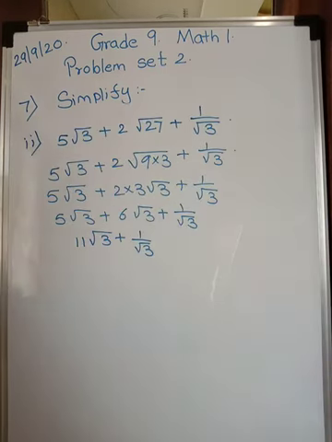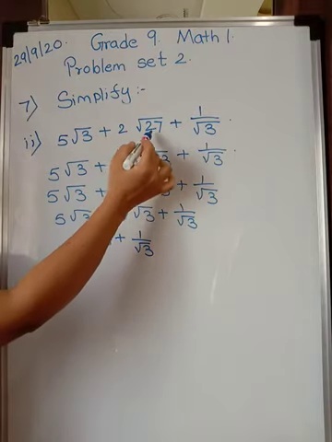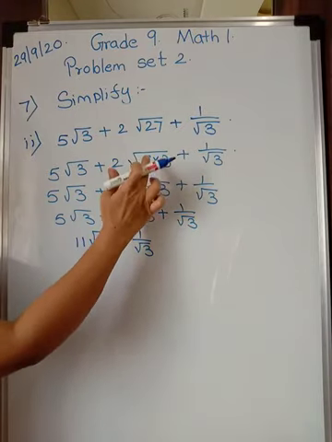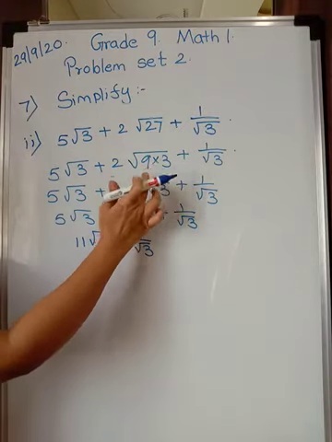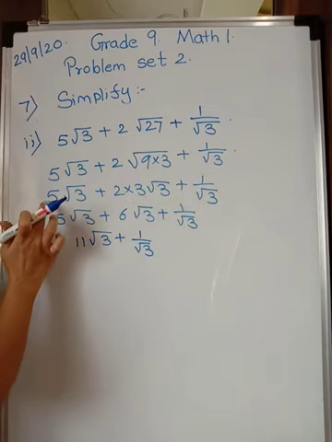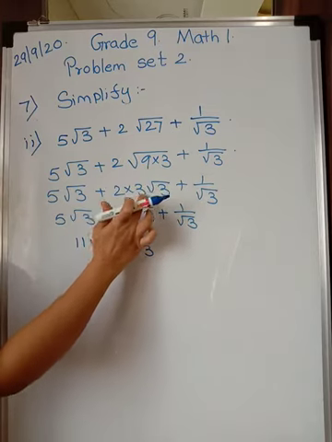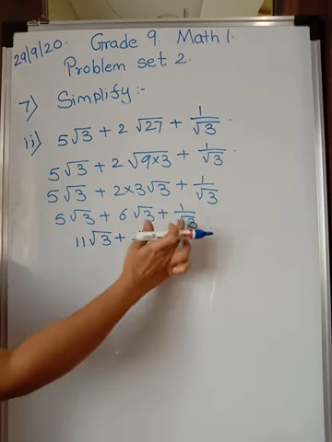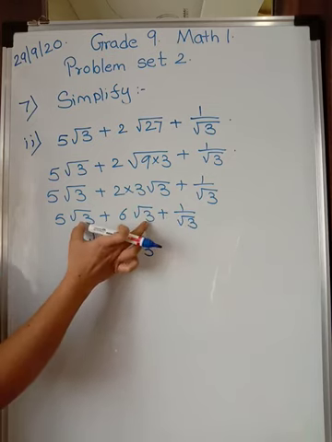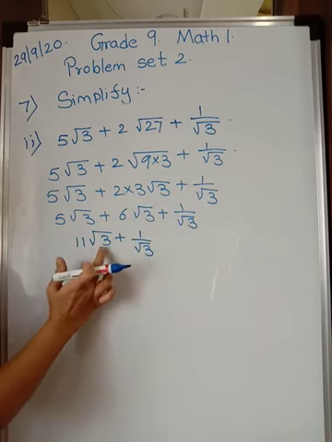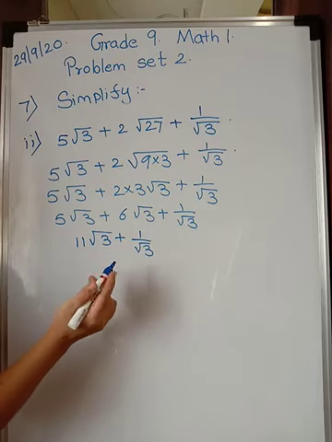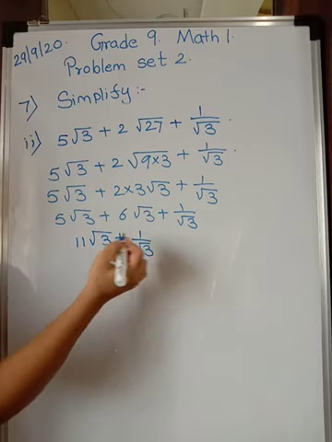Now look at the second problem, students. 5 root 3 plus 2 root 27 plus 1 by root 3. 27 is 9 into 3. Root 9 is 3. So what do you get at the end? 5 root 3 plus 2 threes are 6 root 3 plus 1 upon root 3. These are like surds. 5 plus 6 is 11 root 3. Now this you can't add. So what do I want to convert? I want to convert this in the form of root 3.